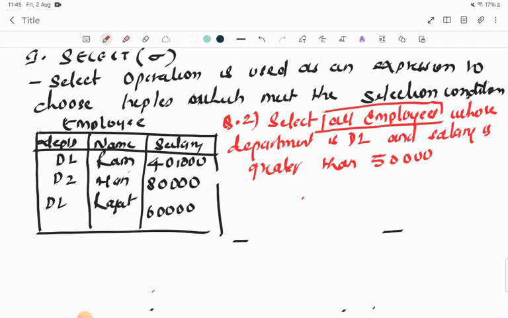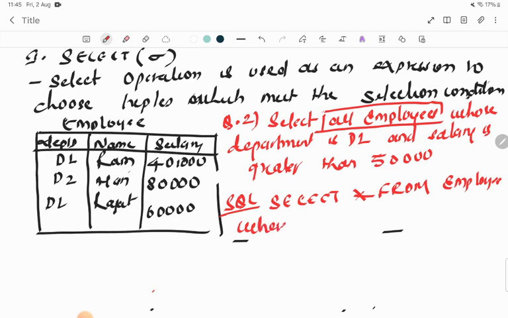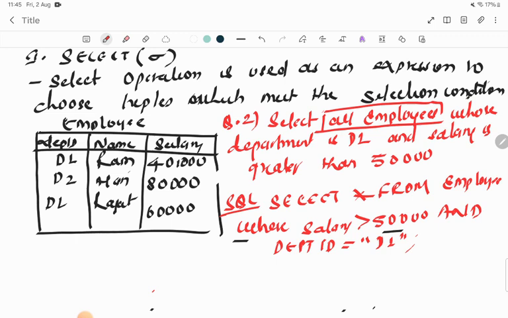If you write the SQL command, what will it be? The SQL command will be select star from employee where salary is greater than 50,000 and department ID is equal to D1. This is the SQL command for this question.